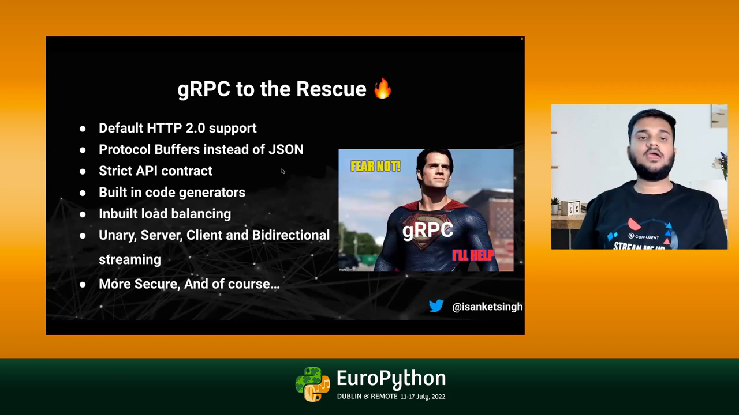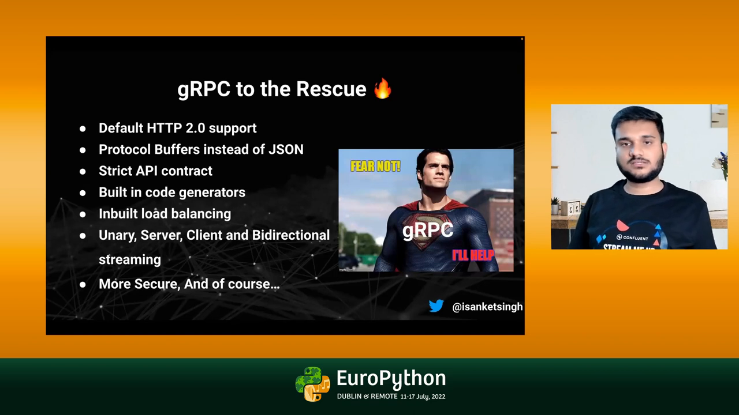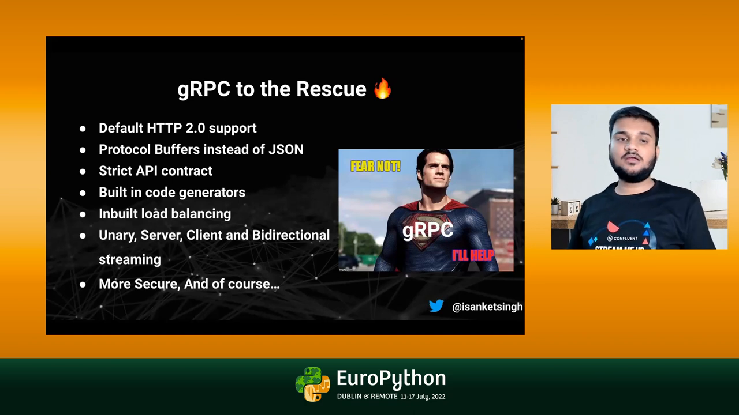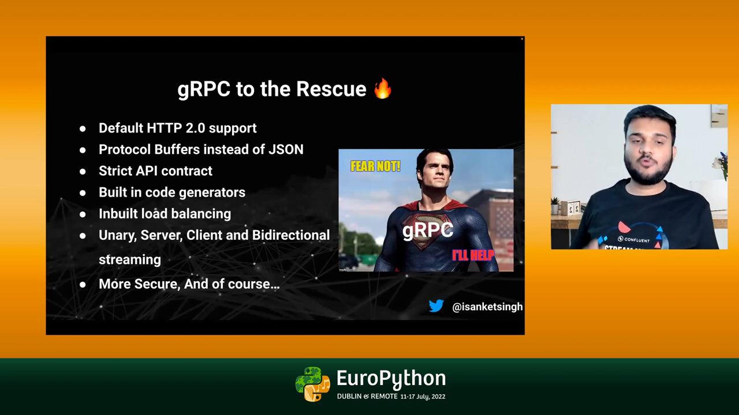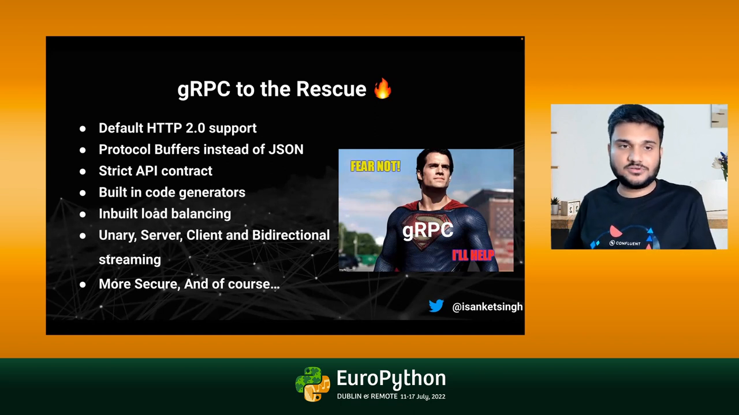And then here comes gRPC to the rescue. All the things that we discussed about REST, gRPC solves a lot of them, if not everything. So the main and the best part about gRPC is the first 2 points. That is, gRPC comes with HTTP 2.0 support by default. So all the features around multiplexing and the fast data transfer around HTTP 2.0 come out of the box. You don't have to make an extra effort to change your version or upgrade your version.